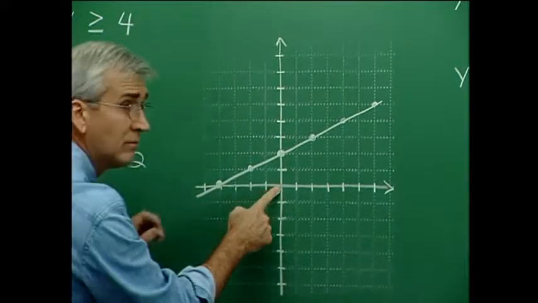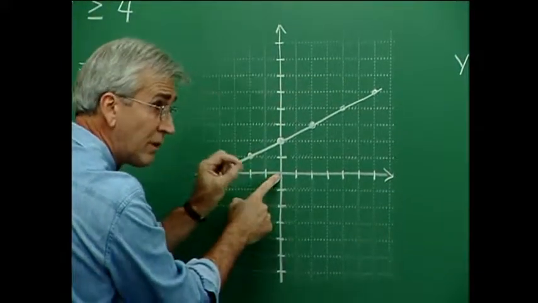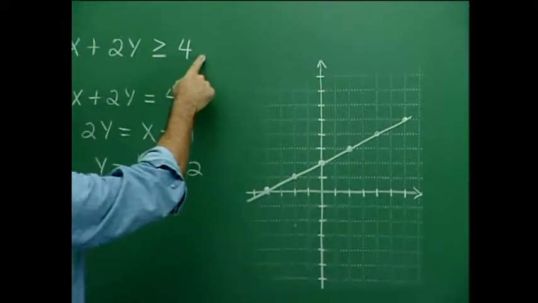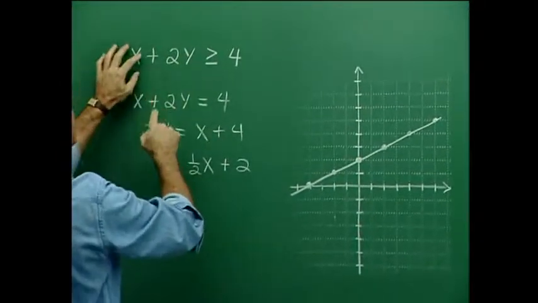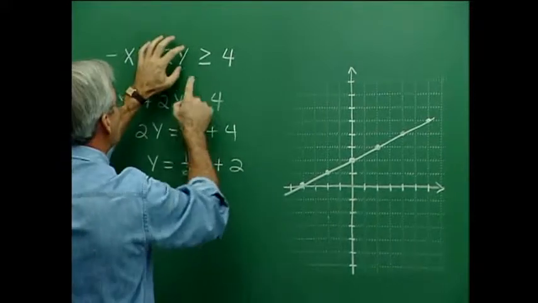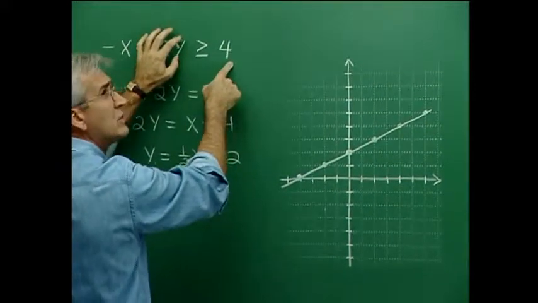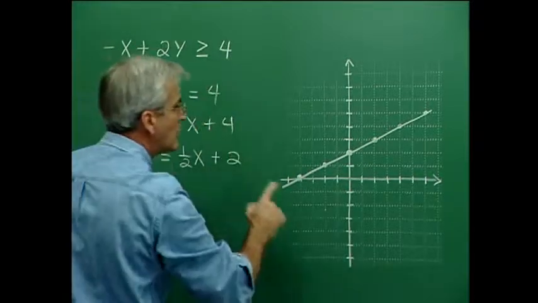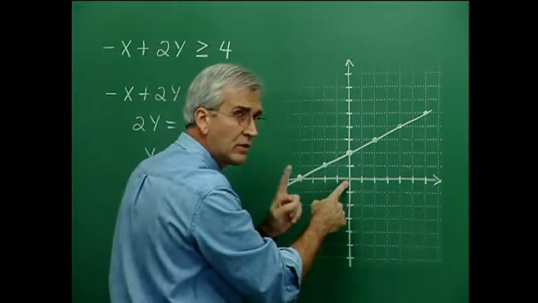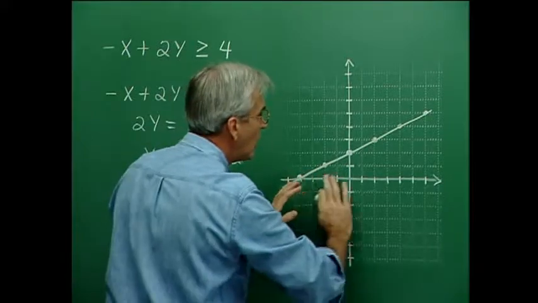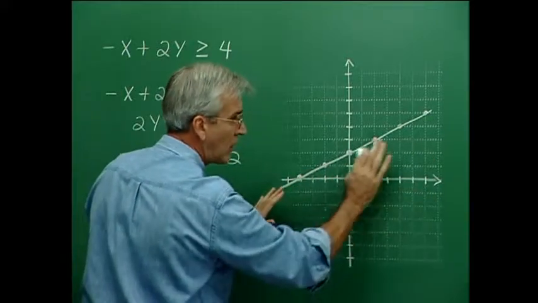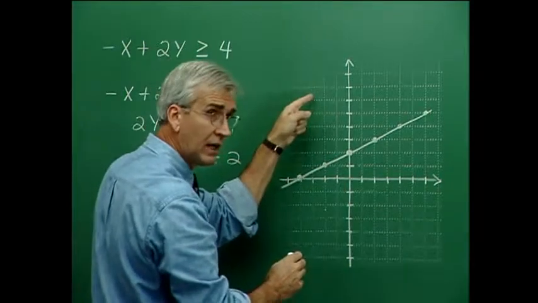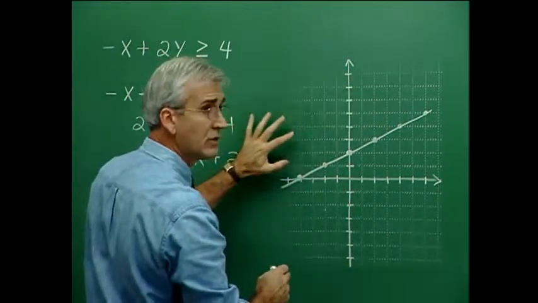So we take the coordinates of the origin, 0, 0, and we plug into the original inequality. If x is 0 and y is 0, we get 0. Is 0 greater than or equal to 4? No, 0 is less than 4. So this point is not part of the solution region, and therefore no point over here is a part of the solution region, and the solution region then lies on the other side of the line. So the solution region is up here.